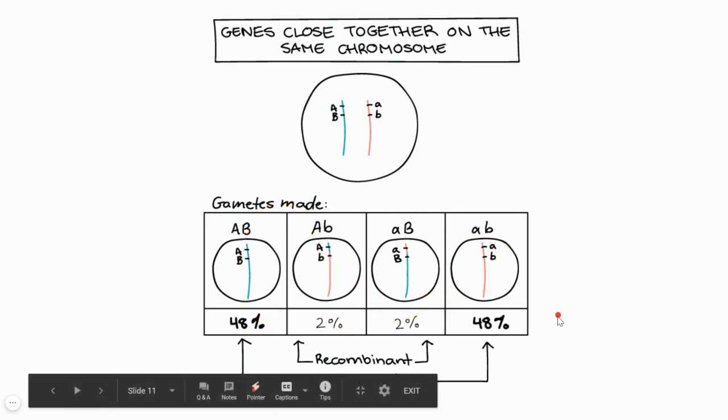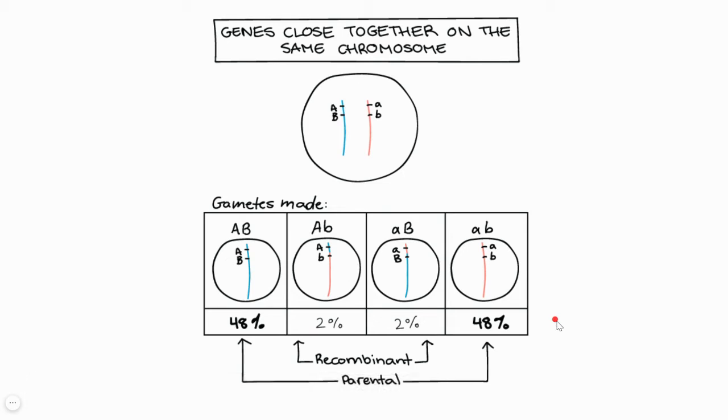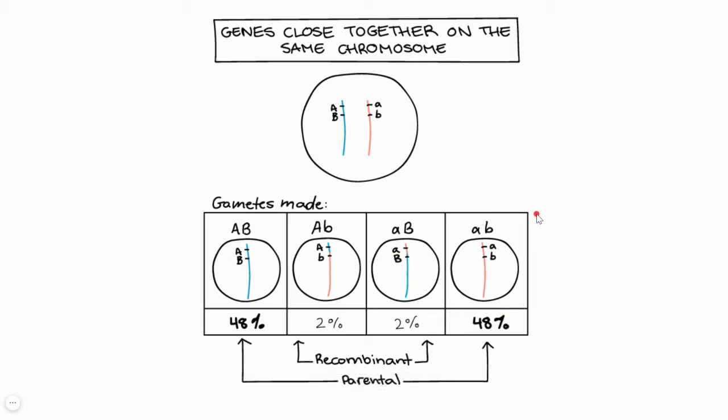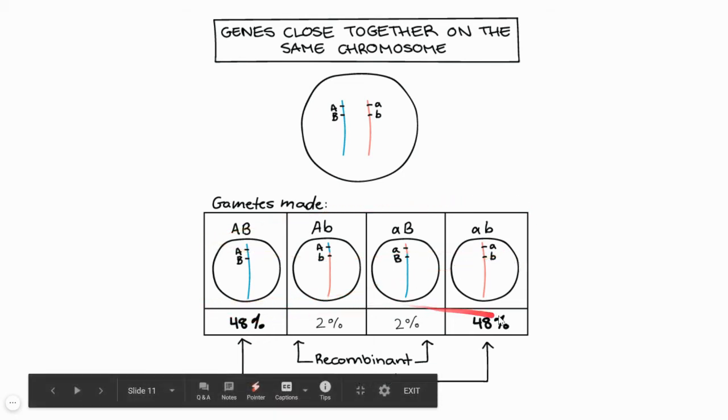Now look at the probability or the chances of gametes having these genotypes. About 48% and 48% are the same as the parental cell's genotype, but a very small number of gametes are recombinant types. This is going against Mendel's predictions. According to Mendel's studies and experiments, we should have had 25% of each type of gametes. Why did we not have 25% of each type? The recombinant percentages are very low, only 2%.